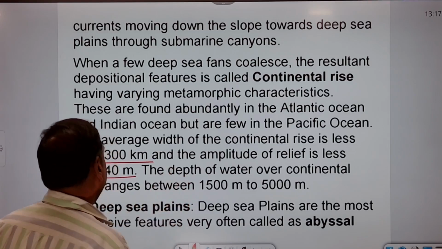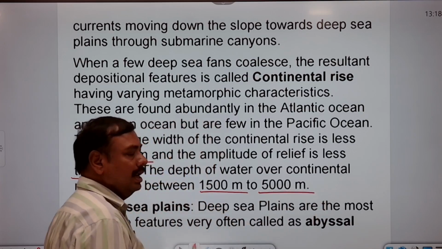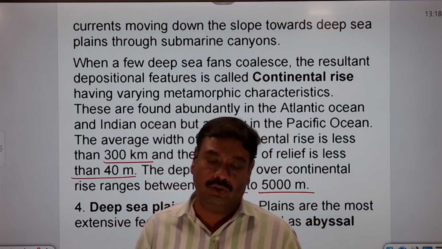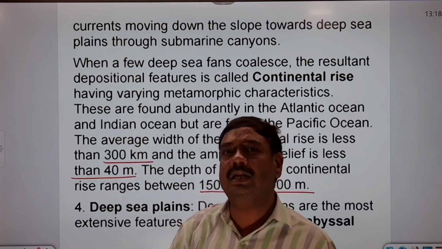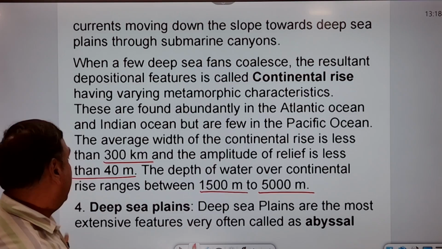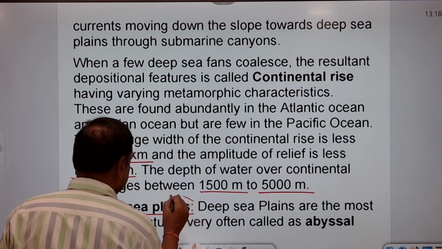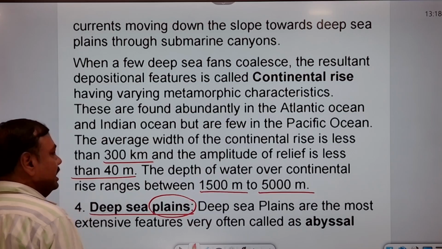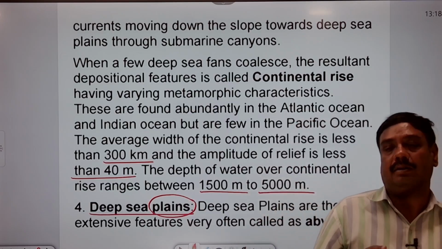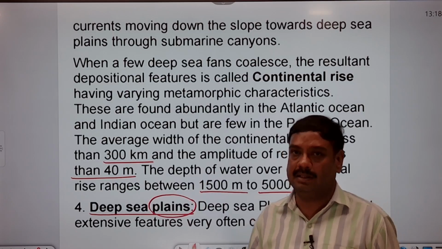The depth of water over the continental rise ranges between 1500 meters to 5000 meters. Obviously, it is so because now we have reached the bottom of the continental slope. So, the depth of water that is taken from the sea level would be more there. After that, we have deep sea plains. As the term plains is used here, these are the regions which resemble the plain region of the continental part. Since these plains are found inside the seawater, these are called deep sea plains.